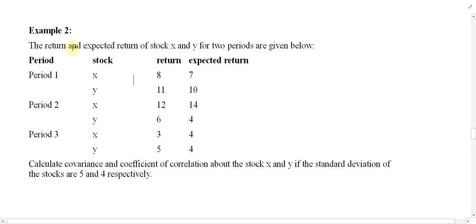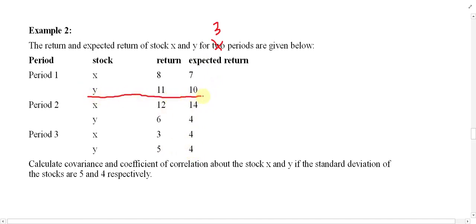Once again, the return and expected return of stocks X and Y are given for 3 periods. Period 1, period 2, and period 3. For each period we have the return for X and Y and the expected return for X and Y.